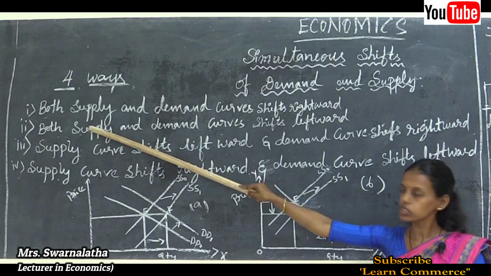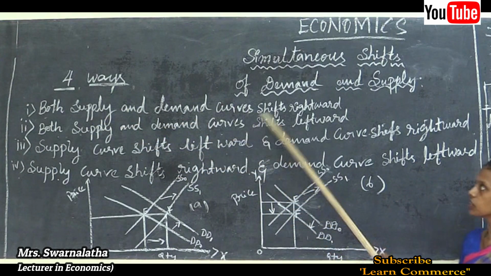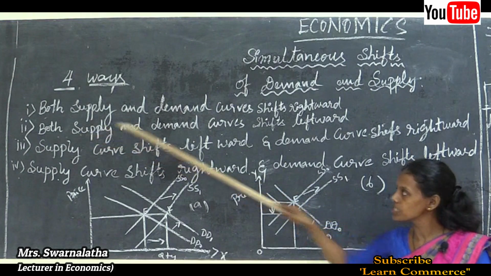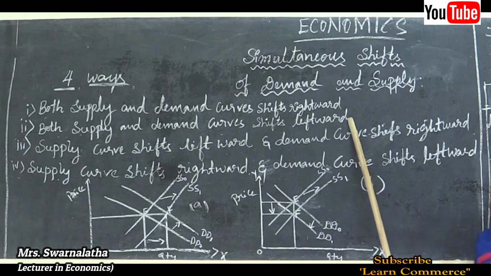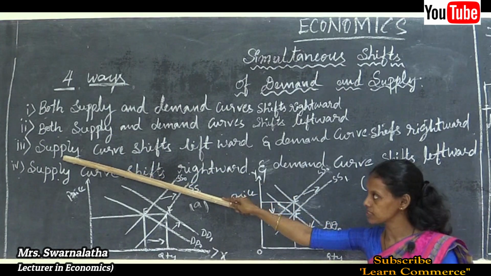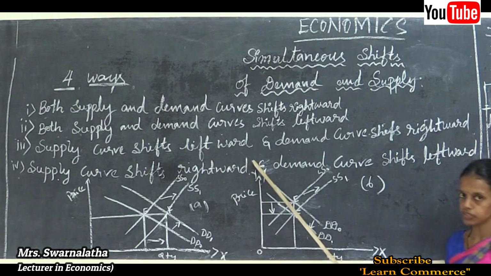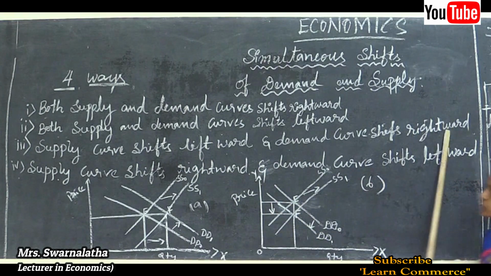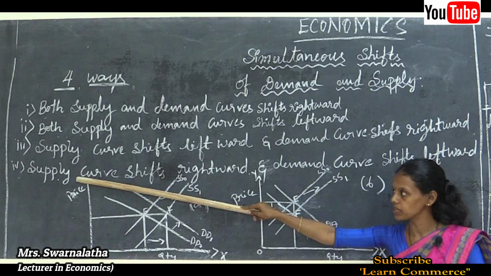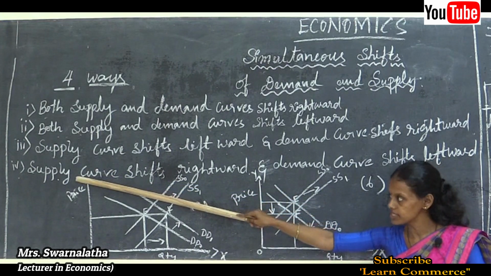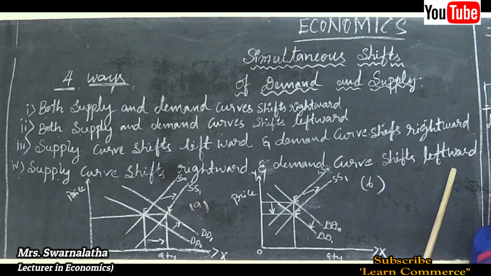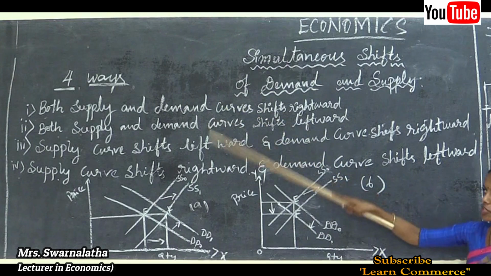First one, both supply and demand curves shift rightward. Second possible way is both supply and demand curves shift leftward. Third possible way of simultaneous shift is supply curve shifts leftward but demand curve shifts rightward. Fourth possible way of simultaneous shift under market equilibrium is supply curve shifts rightward and demand curve shifts leftward. These are the four possible ways.